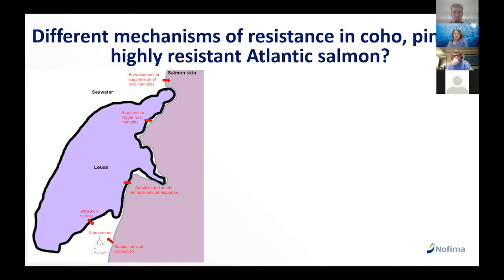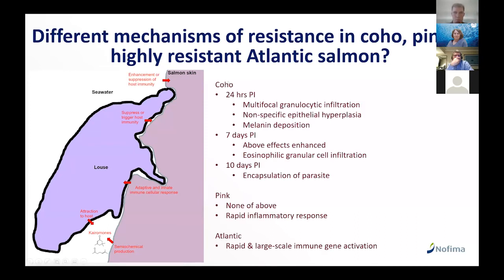The difference in resistance is primarily due to variation in the effectiveness of the early stages of the infection. And here you see the different responses in coho, pink, and Atlantic salmon, where coho will be able to encapsulate the parasite within approximately 10 days of infection, whereas pink salmon doesn't show any of these responses. And Atlantic salmon has a huge, enormous immune gene activation. We also think that immunomodulation by the sea lice itself is likely to play a role in resistance. In addition, semiochemical production in the fish can be involved in attraction of the lice.